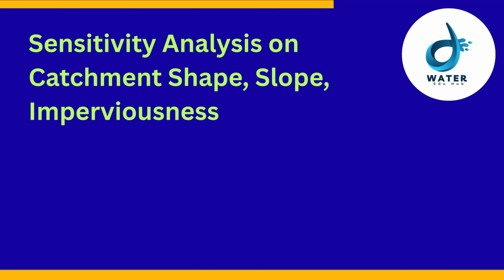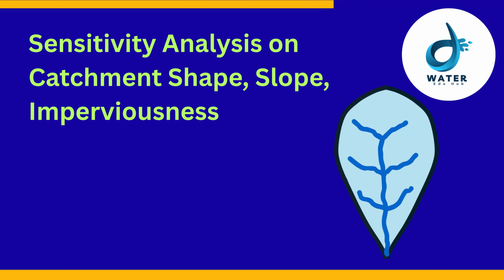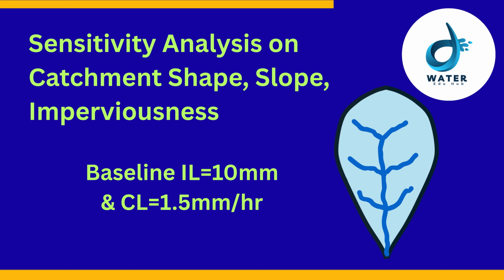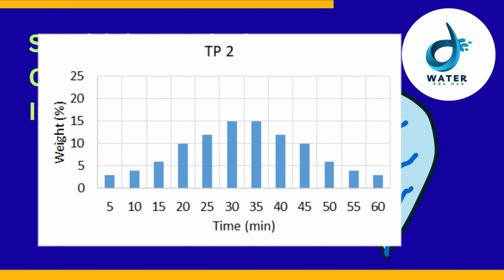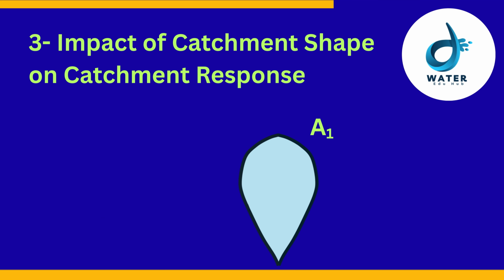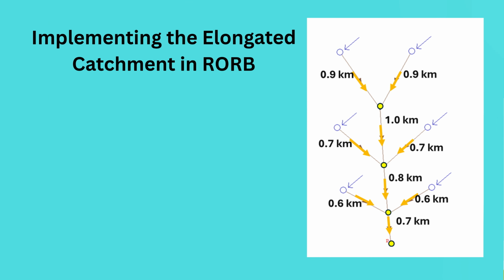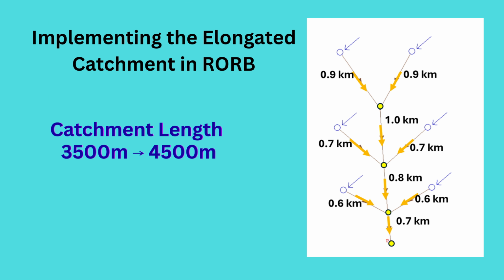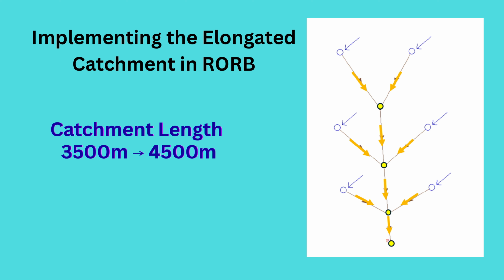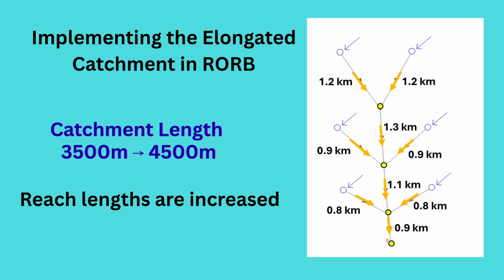To explore the impact of catchment shape, slope, and imperviousness on catchment response, we focus on our baseline IL and CL values and only investigate the center-loaded temporal pattern, or TP2. First, let's change the catchment shape by elongating it. In this change, we keep the catchment area fixed while the catchment length increases from 3.5 to 4.5 kilometers. This change will increase the length of the reaches in the model.